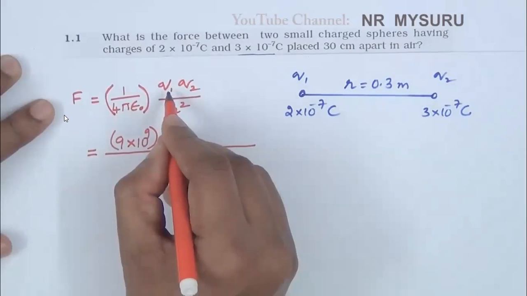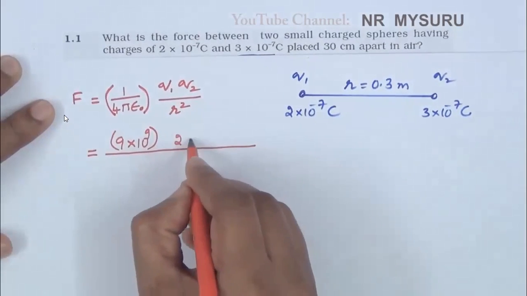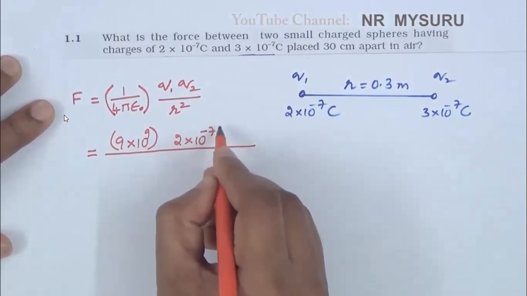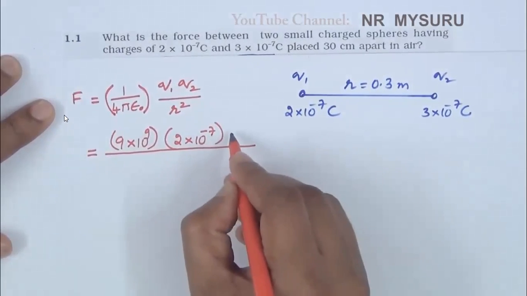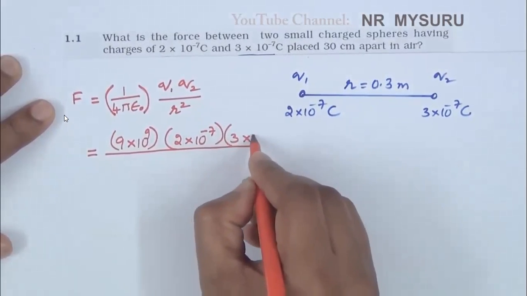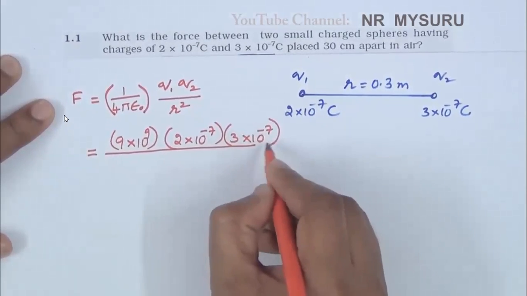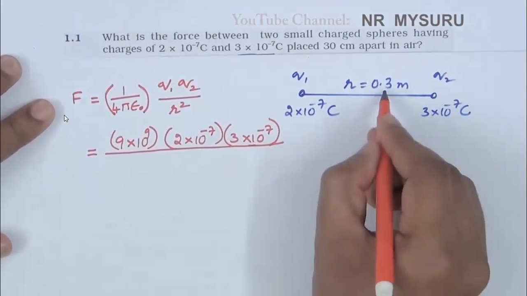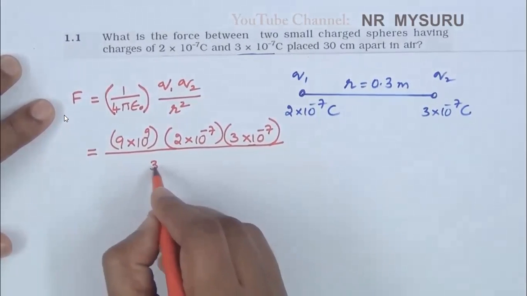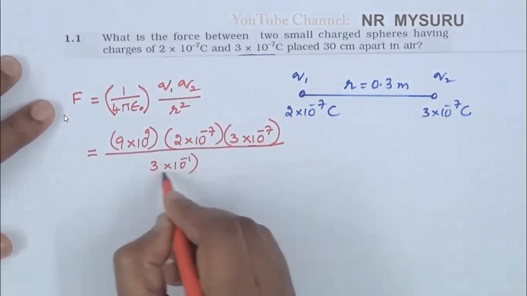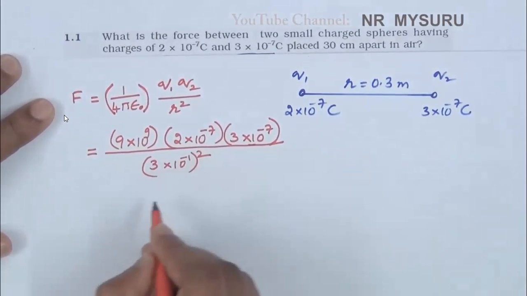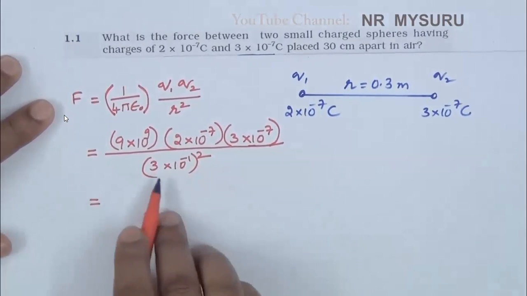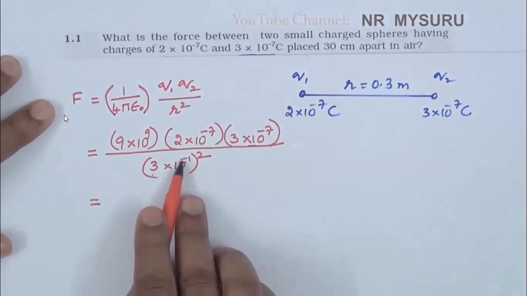Q1 Q2 is 2 × 10^-7, Q2 is 3 × 10^-7, divided by 0.3 meter, which is 3 × 10^-1 squared. Simplification becomes easier, so I am writing in this format: (3 × 10^-1 meter) squared.